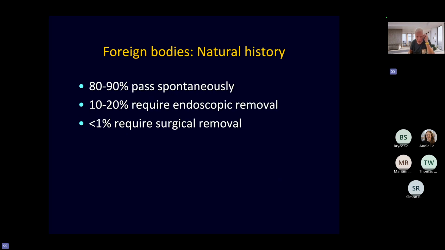The natural history of these is that 80 to 90% pass spontaneously, and only up to 20% require endoscopic removal. And as long as I've been doing this, which is now, I don't do it anymore, the only patient I ran into who required surgical removal was that 15-year-old with the toothbrush. Other than that, if it was in the stomach or the esophagus, we were always able to get it out.